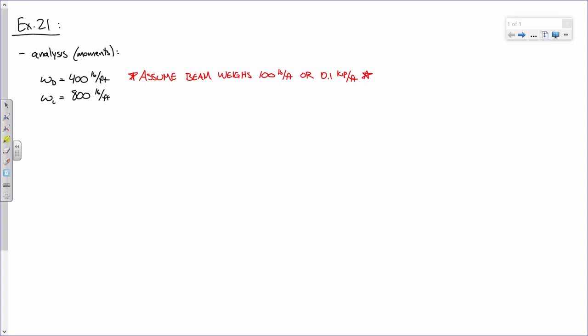So, therefore, we have a W sub U that's 1.2 times (W naught plus W_D) plus 1.6 W sub L. So that's 1.2 times 0.5 kips per foot plus 1.6 times 0.8 kips per foot. And so what does this come out to be? 1.88 kips per foot. Do I have a second on that?